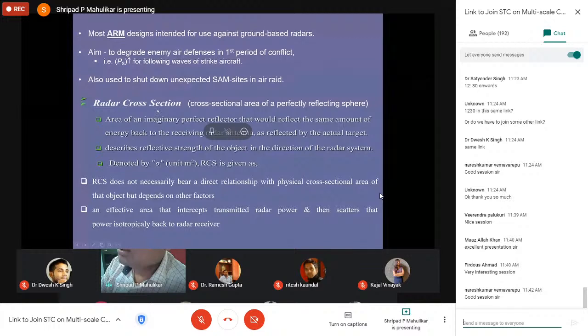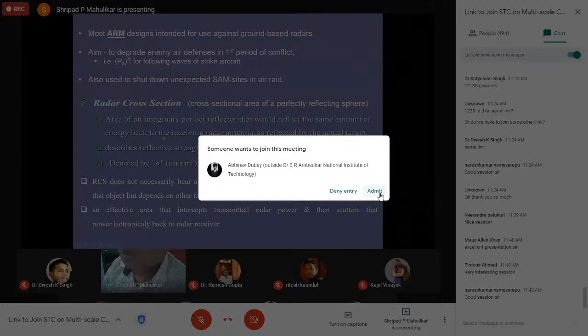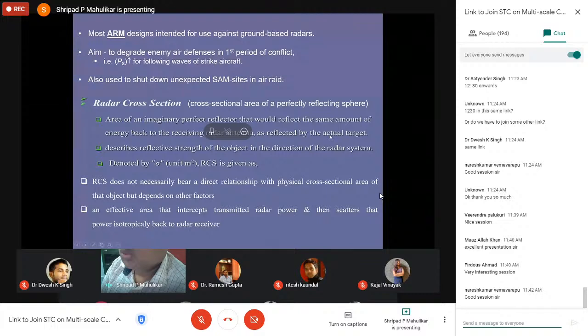Now, coming to a slightly more precise understanding of radar cross-section. Radar cross-section is the cross-sectional area of a perfectly reflecting sphere. It is the area in meters squared of an imaginary perfect reflector that would reflect the same amount of energy back to the receiving radar antenna as reflected by the actual target.